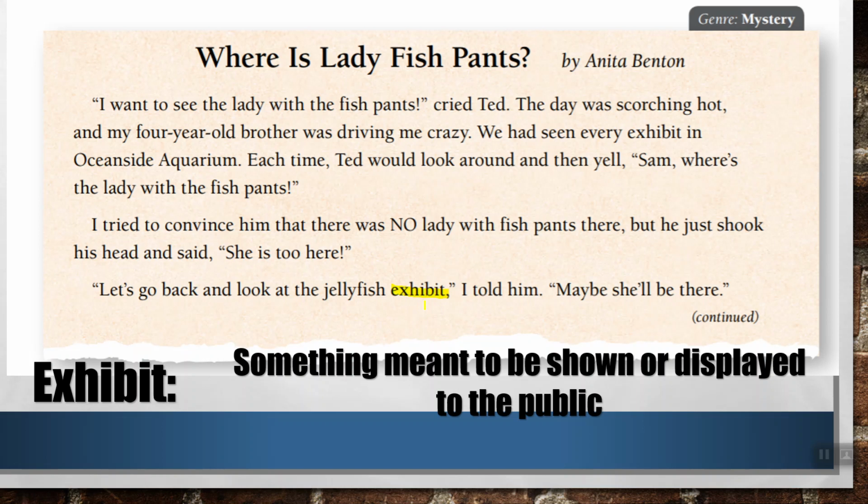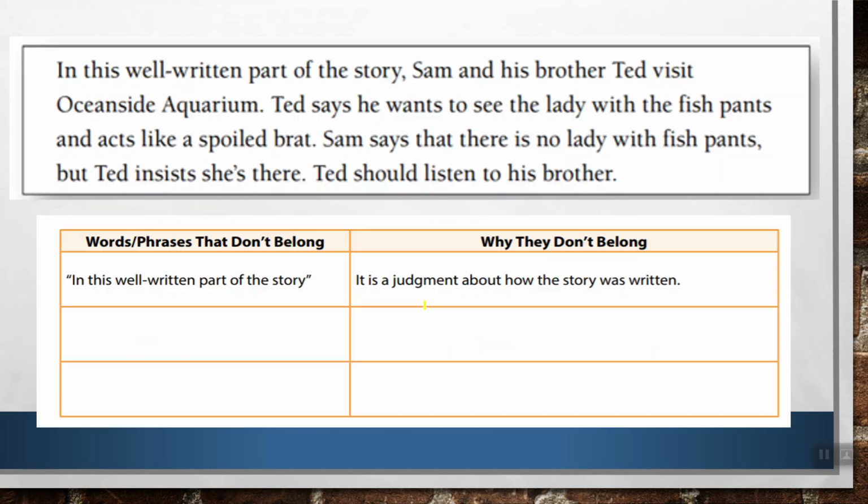All right, now that we understand the word exhibit, let's take a closer look at a summary of this part of the story. If we are going to write a summary of just this beginning part of the story, we need to make sure we include only the most important parts with none of our personal opinions. Let's take a look at a summary that a student wrote.